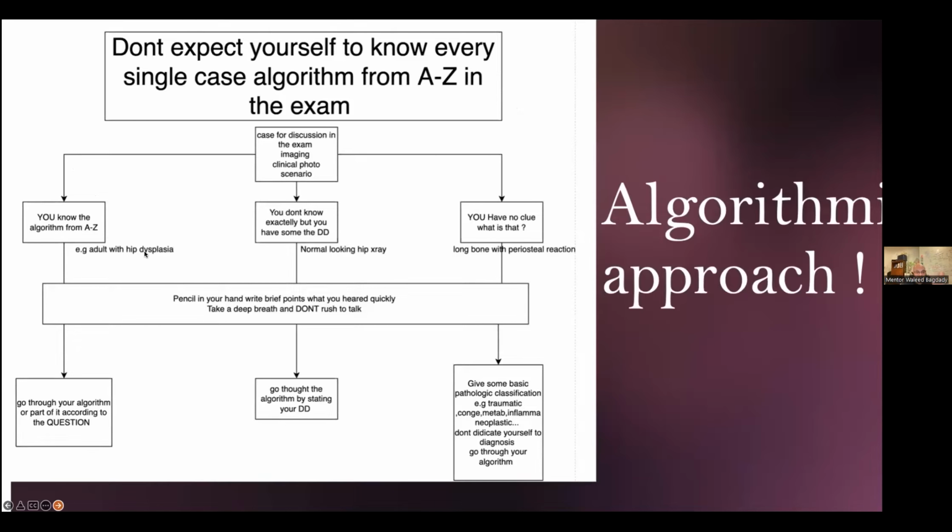Some cases, most of you know the algorithm from A to Z. These are spot diagnosis cases. You see a DDH case, or sorry, adult hip dysplasia with arthritic changes, the patient needs a THR, you will just go straight away with the algorithm. Unfortunately, this is not the case in all cases, but in most of the exams, hopefully, you will find that, and your mind will be somewhere between relaxed and paying attention, so you won't be so exhausted.